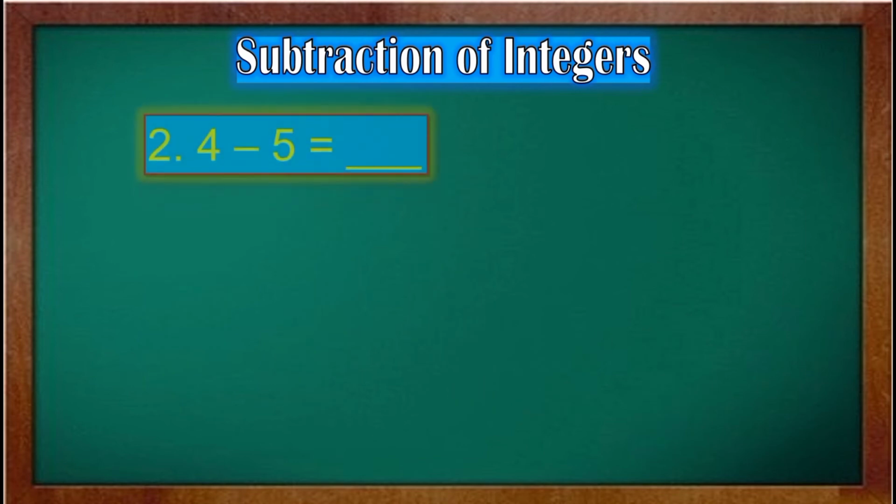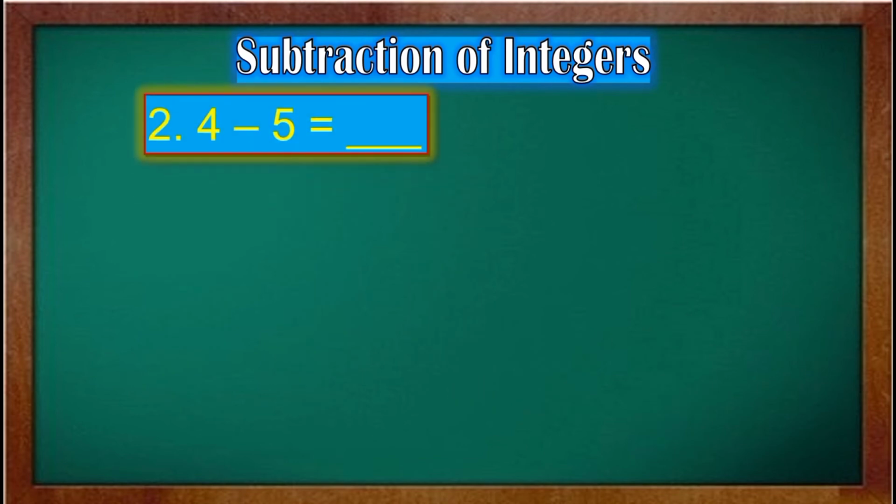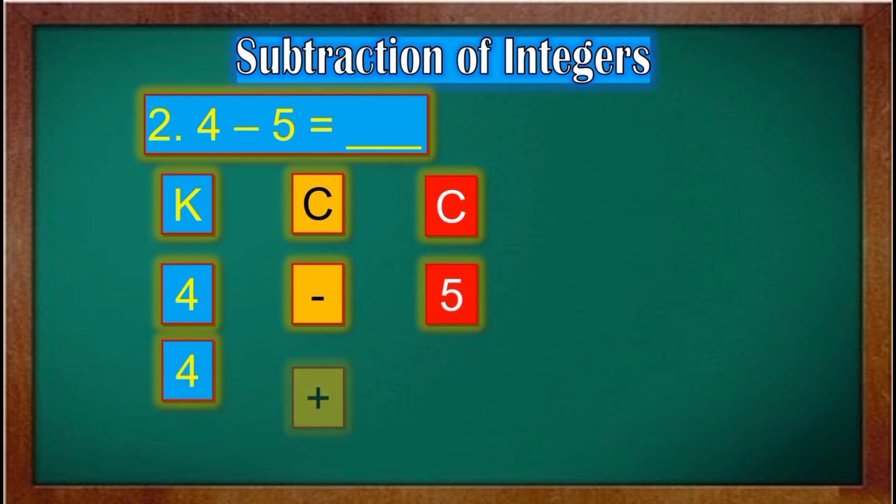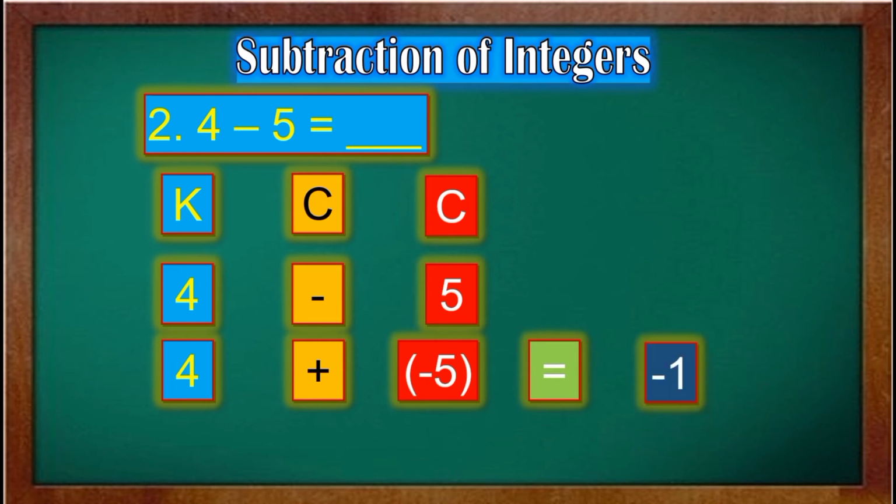Another example, 4 minus 5. Follow the rule again, which is KCC. So we need to keep positive 4, then change subtraction to addition, then last C, change positive 5 to negative 5. Since unlike sign, subtract the integers, then copy the sign of the number with the greater absolute value. Therefore, the answer is negative 1.